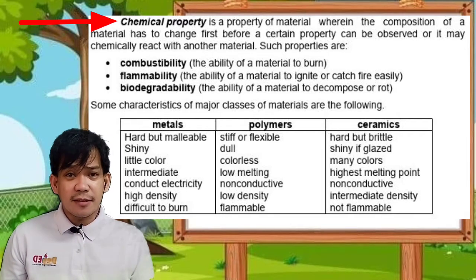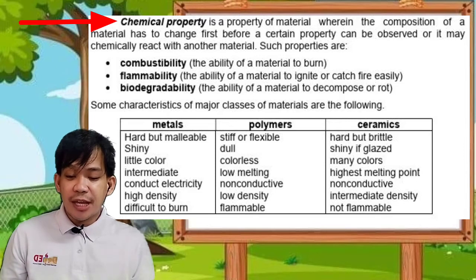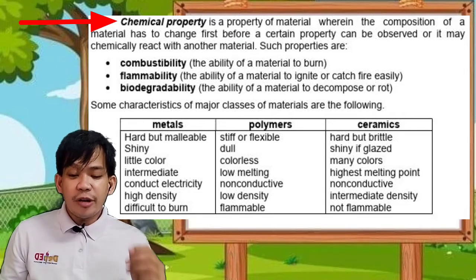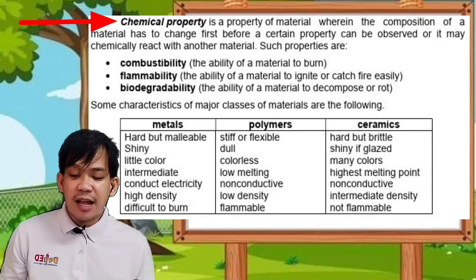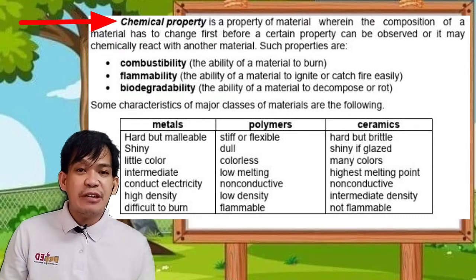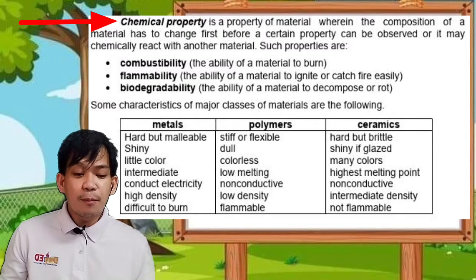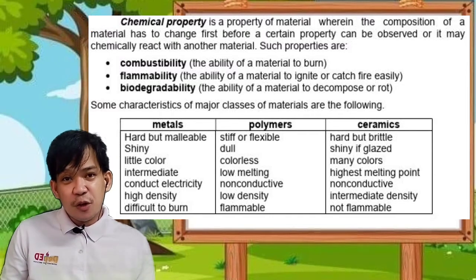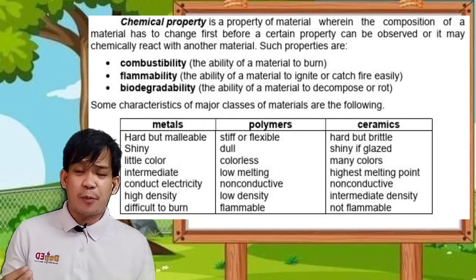What does it mean? When you say chemical property, this is the property of material wherein the composition of a material has to change first before a certain property can be observed or it may be chemically react with another material. So, it means to say, para mangyari yung chemical property, magkakaroon muna ng change in its composition. So, medyo iba na ito sa physical property.